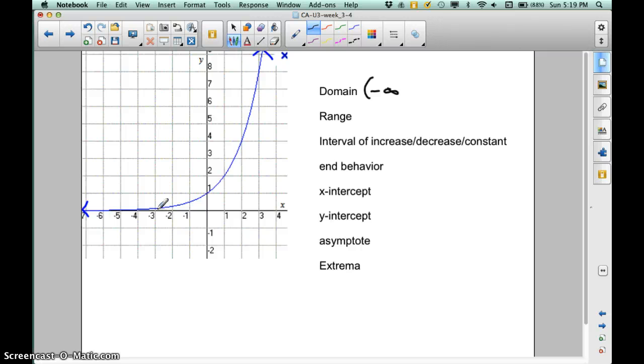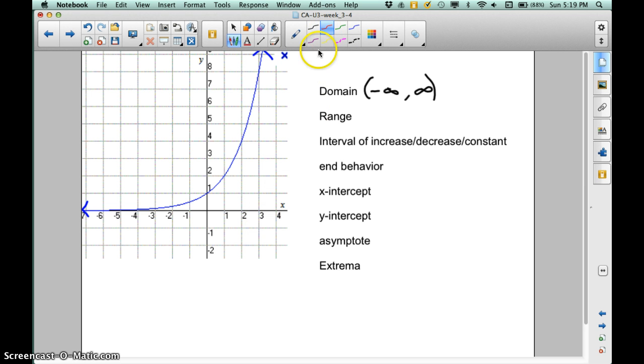The domain, as long as there are arrows at both ends, the domain is from negative infinity to positive infinity. And if you recall, we show it in interval notation. Negative is always on the left, positive is always on the right, and there are round brackets for infinities. Now the range is different because the range is all possible y values.